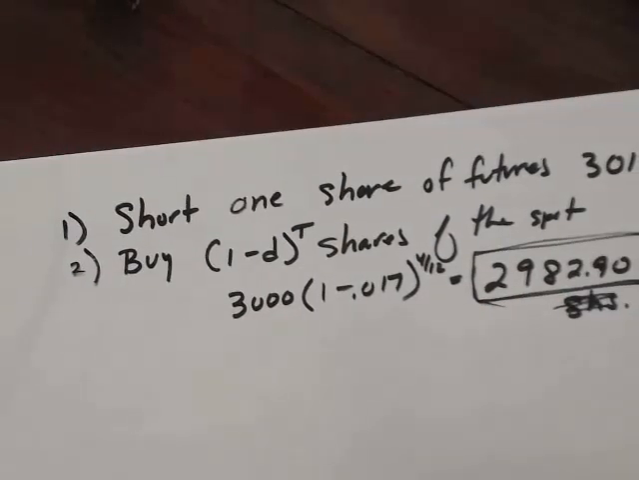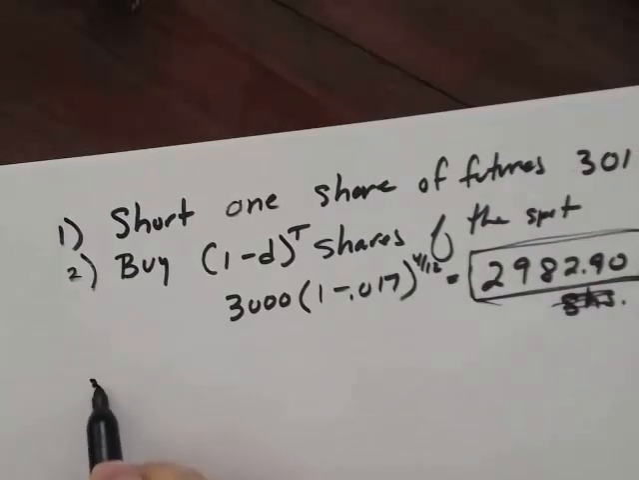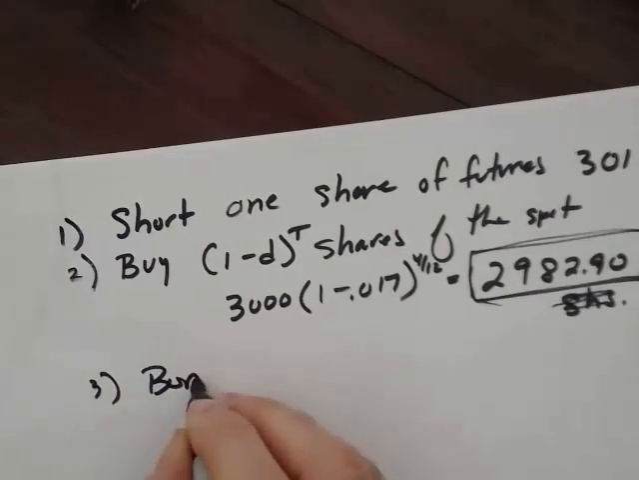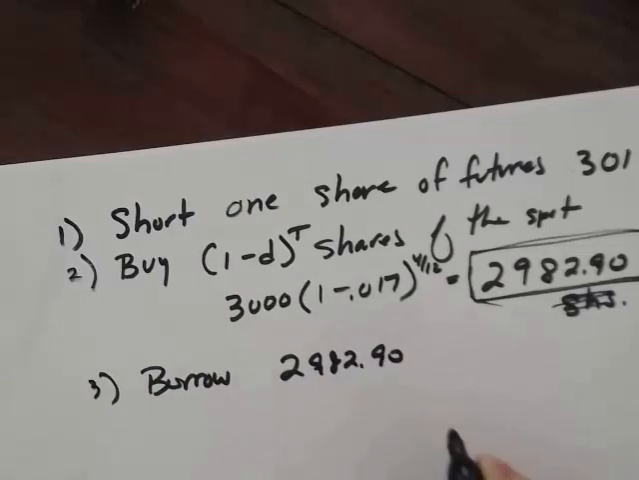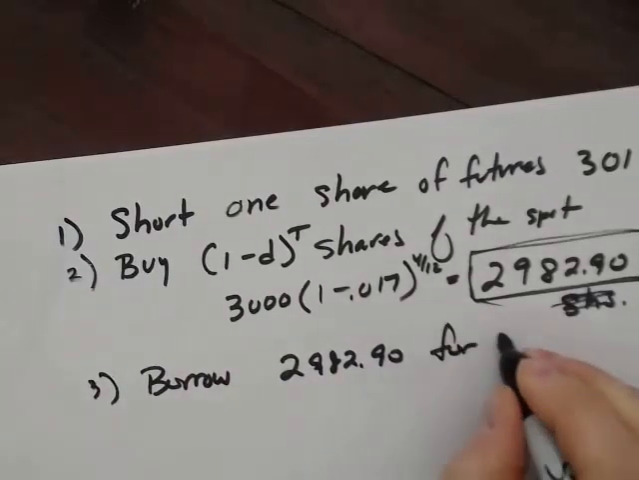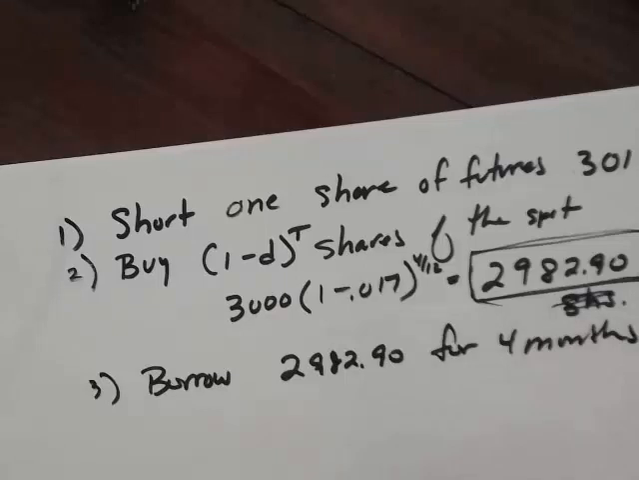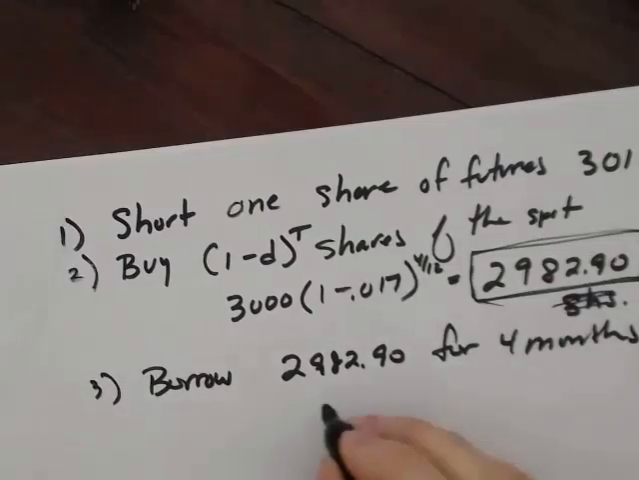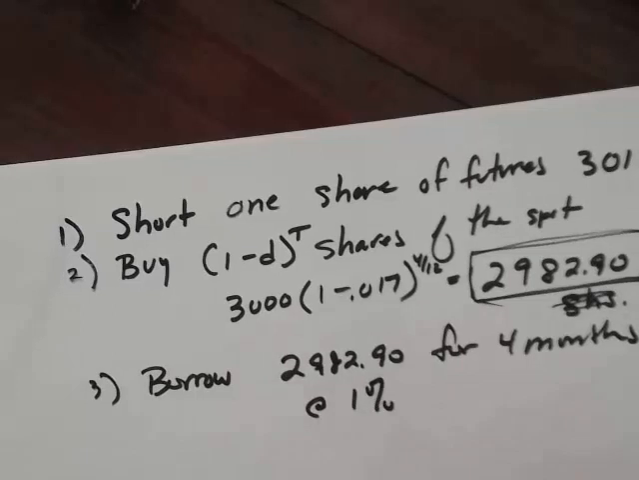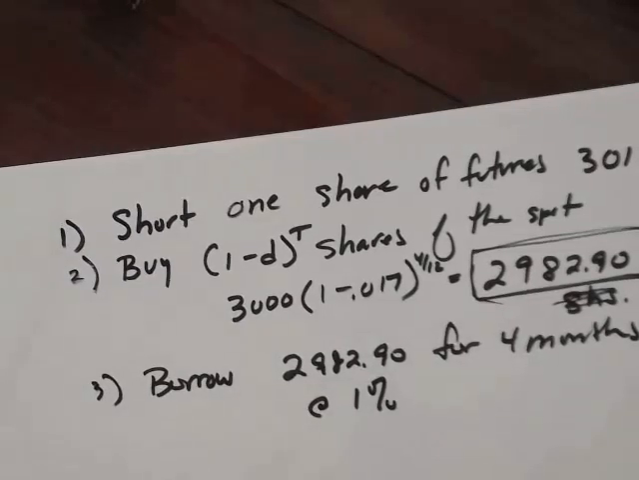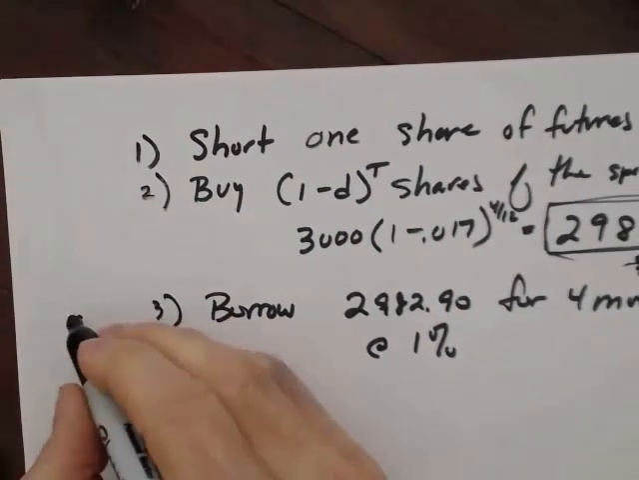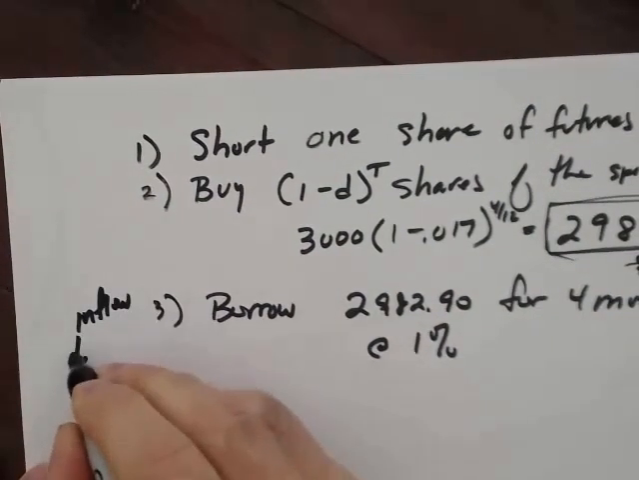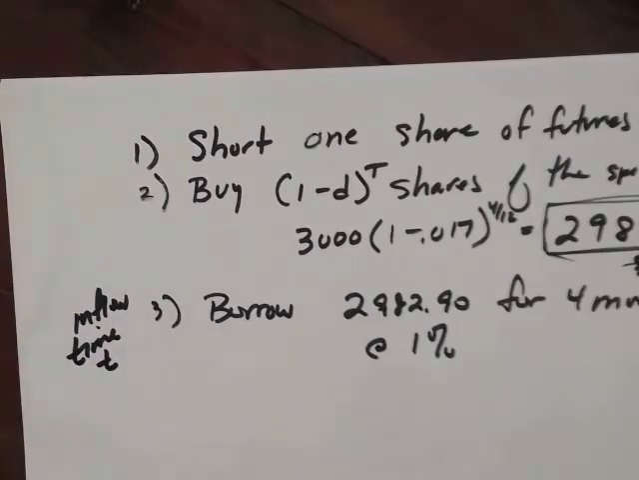Now, if we have to buy this, we need to finance it somehow. So we either borrow the money or we have to consider the opportunity cost. So let's say we just borrow the money. We borrow $2982.90 for 4 months, at 1%. Okay, and so that's the borrowing. So this is inflow at time t, by the way, or time t equals 0.